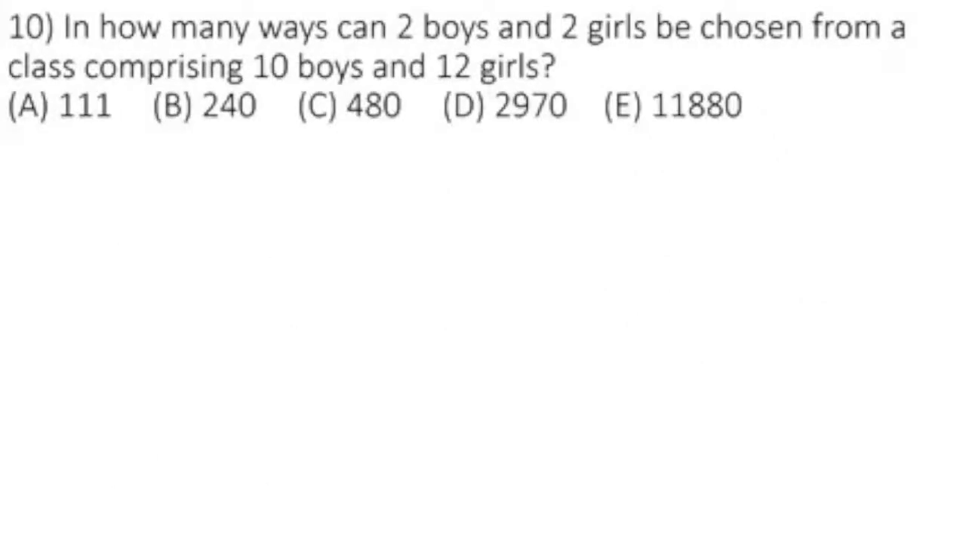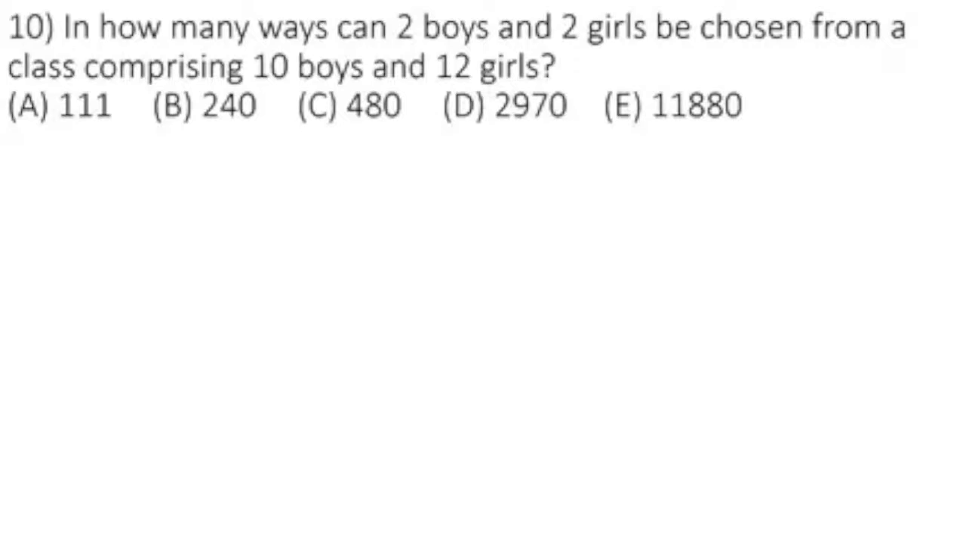Tenth question. In how many ways can 2 boys and 2 girls be chosen from a class comprising 10 boys and 12 girls? So remember, I need to select 2 boys and 2 girls from the available 10 boys and 12 girls. How many ways can it happen? That is what the question is asking.